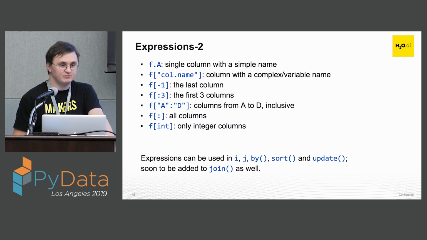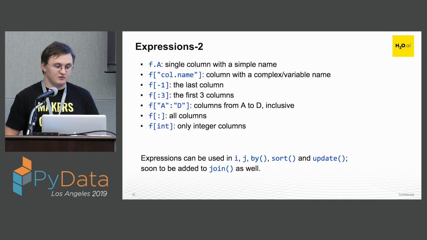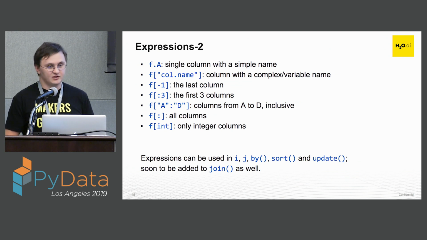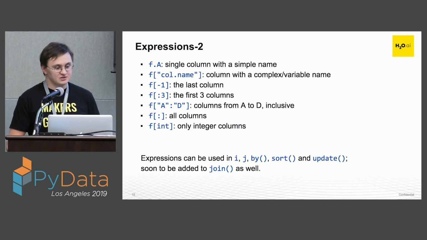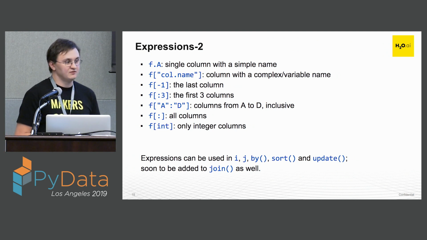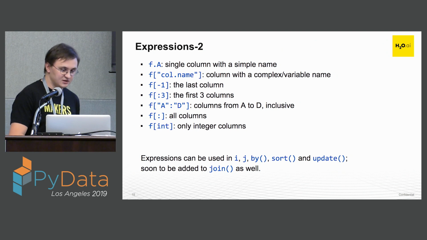But F is a powerful syntax, so it can be used not just as a dot notation. Dot notation is just the simplest kind. If you have a more complicated column name, you can put it in square brackets. For example, if it's not an ID, or if you have a variable, you can put it in the square brackets. If you have an index, you can put it there. You can select a slice of columns. You can select a string slice of columns. You can select all columns. You can even select columns by type. And you can use those F expressions inside any kind of i, j, by, and so on.